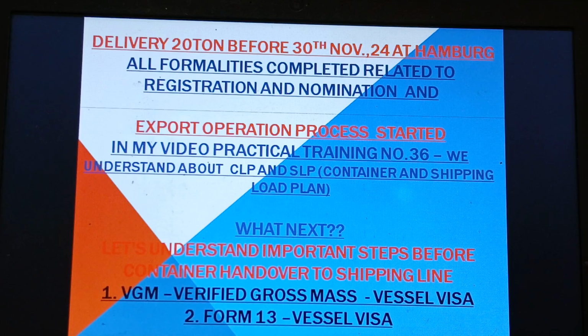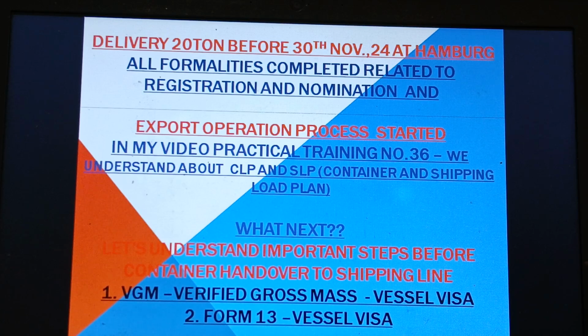There are two steps. Number one is VGM, verified gross mass. That is the vessel visa. Why do we call it the vessel visa? Because it is mandatory for the vessel master and the shipping line to verify the VGM. It's most important. The second one is Form 13, which is also called a vessel visa. Without Form 13, you cannot enter the terminal areas and load your container onto the vessel. So these are two important things we need to understand in detail.